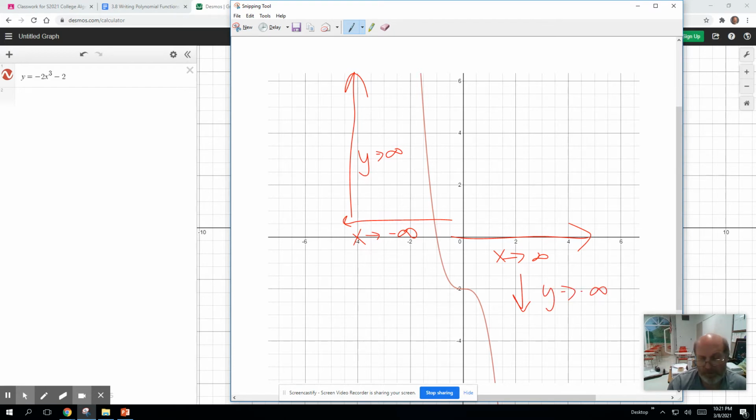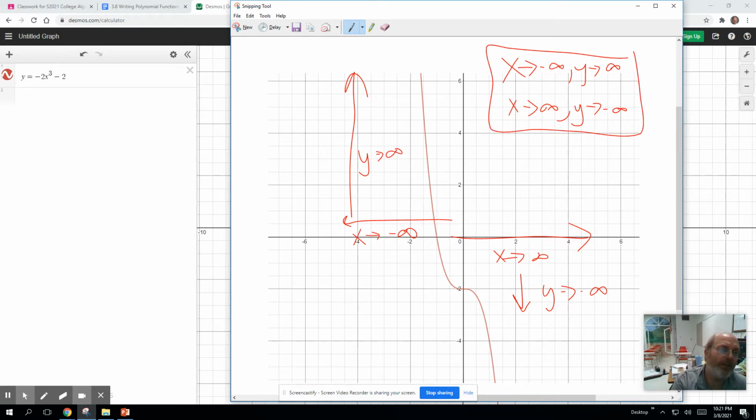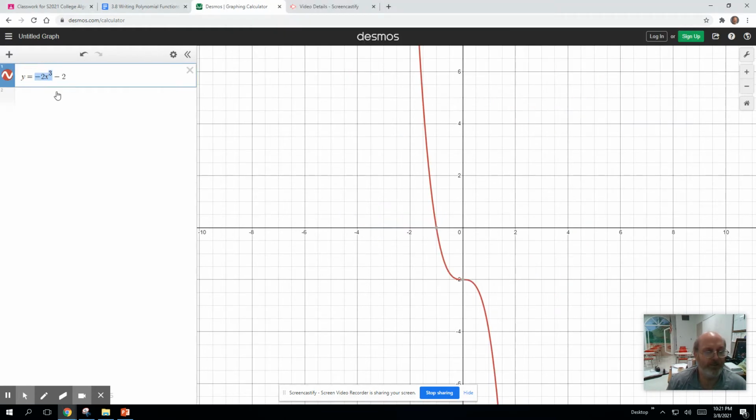So if we were asked to write the end behavior of this function based on odd degree and negative leading coefficient, we would say as x goes to negative infinity, y goes to infinity, and as x goes to infinity, y goes to negative infinity. And that would be the end behavior for an odd degree negative leading coefficient.